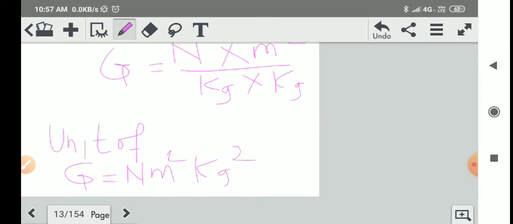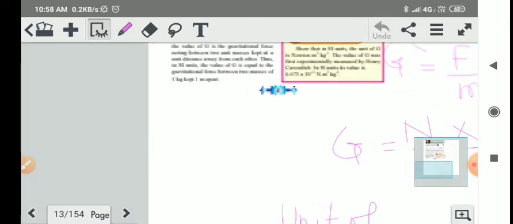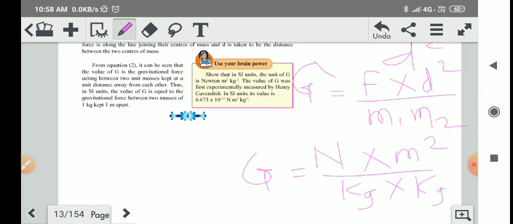We can write this as inverse because this kilogram is at the denominator, so when we take it to the numerator it becomes inverse. So Newton meter square per kilogram square, this is the unit of g, where g is the universal gravitational constant. Okay, so this is the unit. And this value of g was calculated by a scientist, and that scientist was Henry Cavendish.